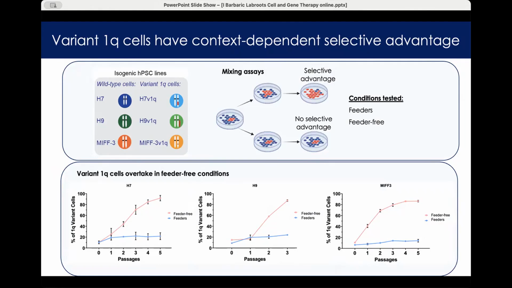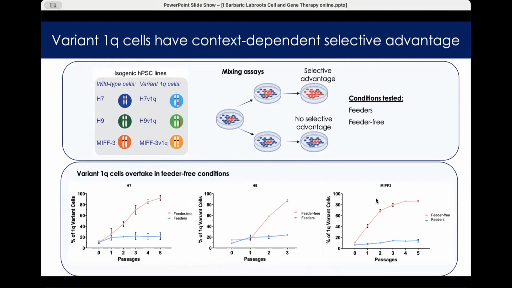So 2 questions we had following this result. First of all, how exactly do 1q cells win over wild-type cells when they're grown feeder-free? And 2, why is it that this seemingly very strong selective advantage that 1q cells have in feeder-free conditions no longer applies when the same cells are moved onto feeders? And so to answer the first of these questions, i.e.